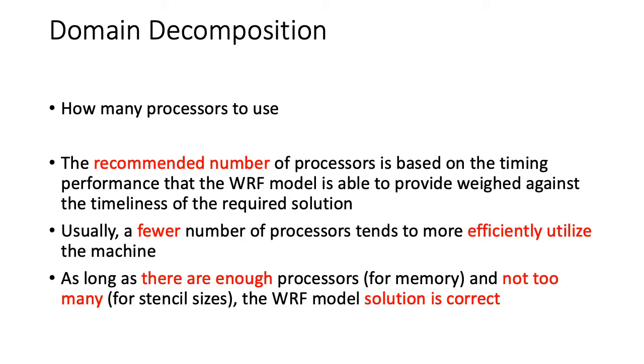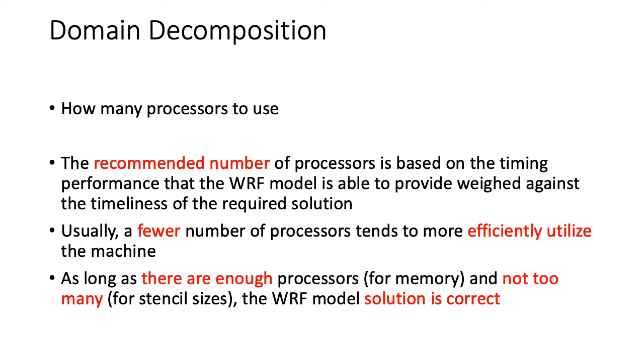The recommended number of processors is going to be some arm waving. It's going to be based on decisions that an individual user has to make. Is it more efficient to utilize the machine well, having a large number of jobs using a reasonable number of processors, or are there time constraints that mean that I need to get this particular job done very quickly?